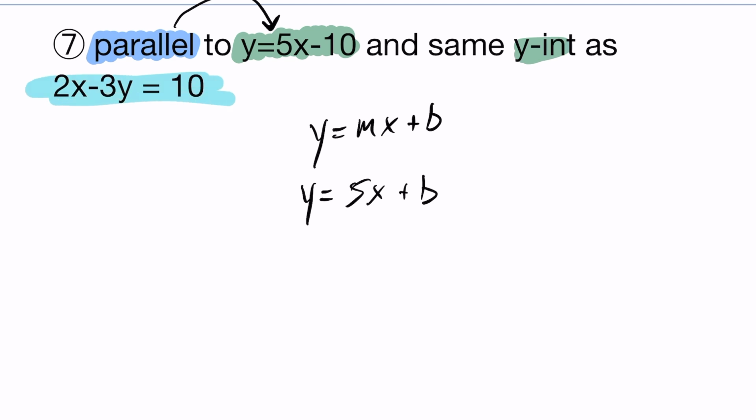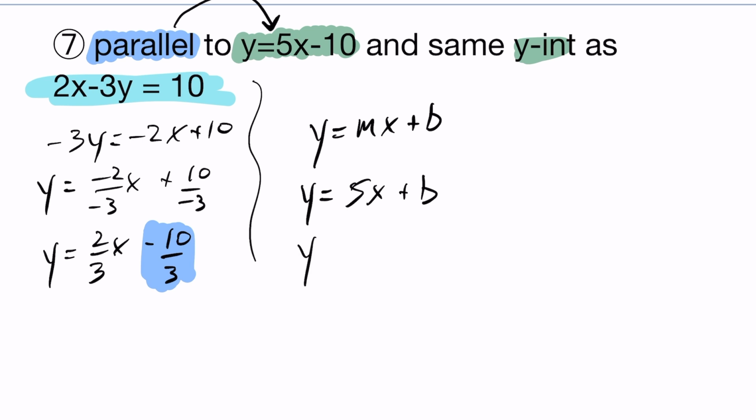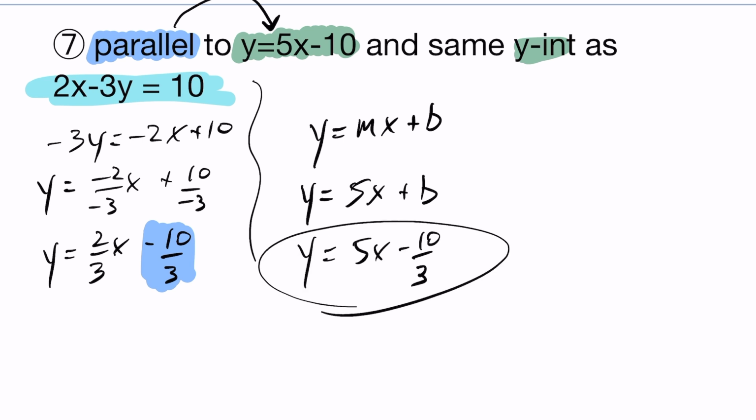Well, I have to find out what is the y-intercept of this equation. So I have to put this in slope-intercept form. So bring this over. Go ahead and divide across by -3. So you get -2 over -3x plus 10 over -3. Two minuses become positive. This becomes y equals 2/3 x minus 10/3. So you can see here the y-intercept of this line is -10/3. So I can get rid of the b value and change it to -10/3. And the equation of this line is y equals 5x minus 10/3.